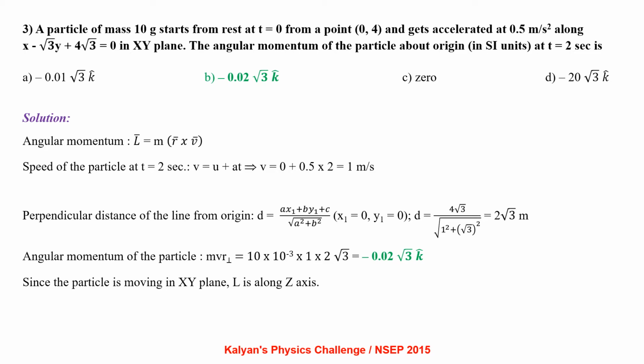Applying v equal to u plus at, v equal to 0 plus 0.5 into 2, which is 1 meter per second. Perpendicular distance of the line from the origin, that is d equal to ax1 plus by1 plus c by root of a square plus b square. Here x1 and y1 is 0. So we get d equal to 4 root 3 by root of 1 square plus root 3 whole square, that is 2 root 3 meter.